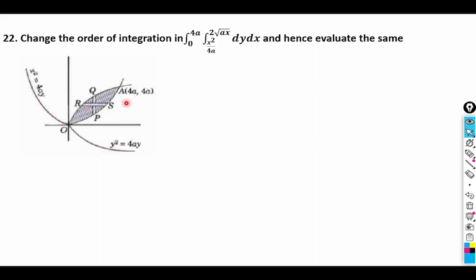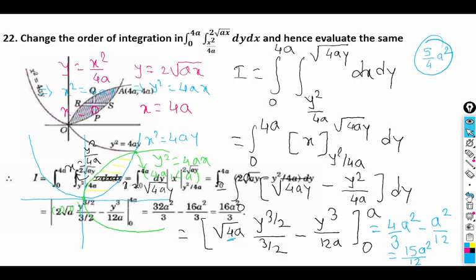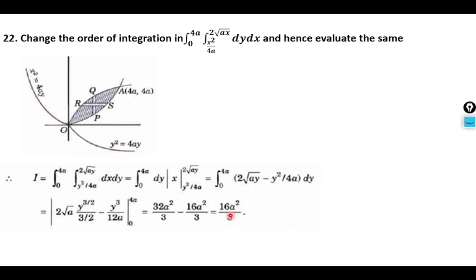First of all, this is the diagram where we draw y square equal to 4x and x square equal to 4ay, an upper and right hand parabola. And your answer comes 16a square by 3. Somewhere we made a mistake. 16a square by 3. So where is our mistake? Just 1 minute. So here is 16a square by 3.